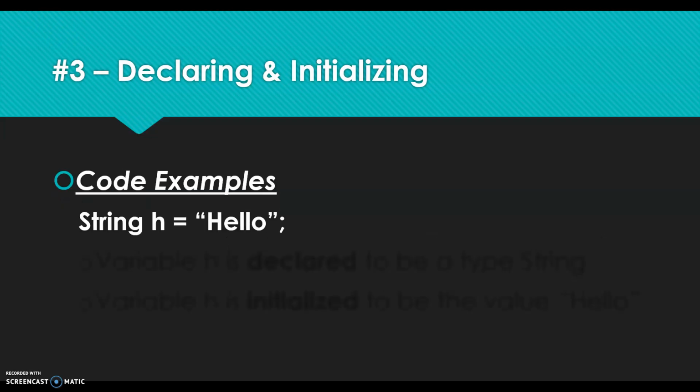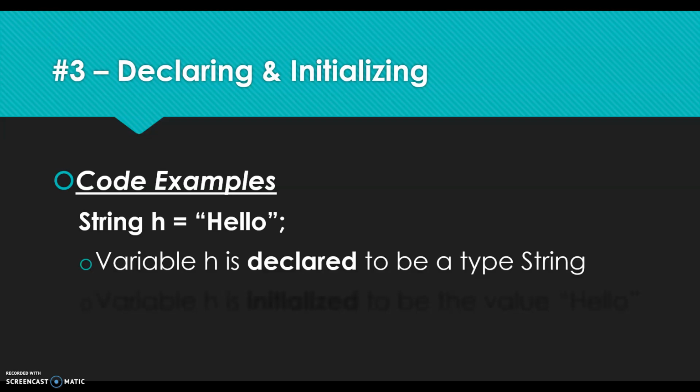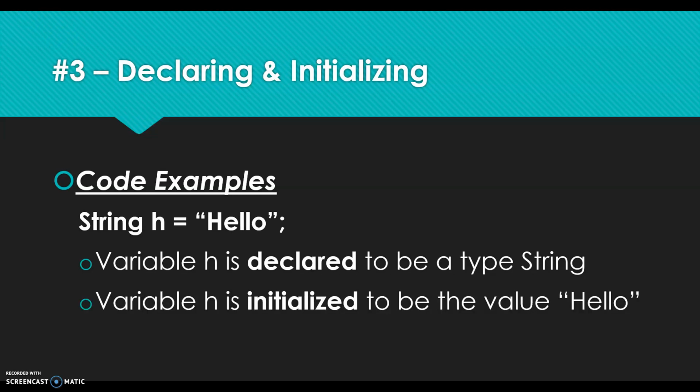If I want to use a string variable, I do the same thing. I say string, and my variable name in this case is H for hello. Notice string is capitalized. Int and double and char are all lowercase, but string has to be capitalized. And you need to make sure when you're using your variables that you use the right capitalization or lowercase. So the variable H is declared to be a type of string. And then I'm going to initialize it to hello. So you can see I've declared it and initialized it in the same statement.